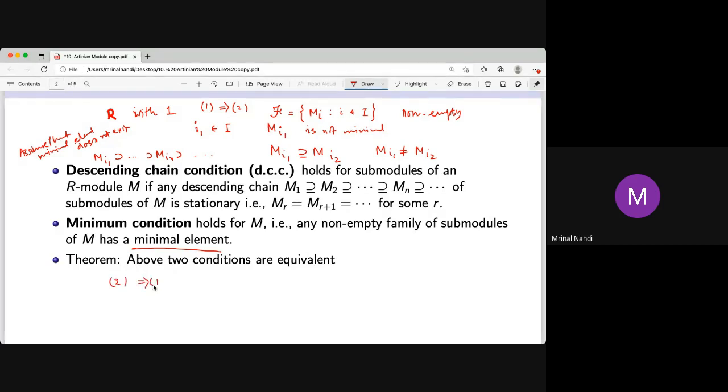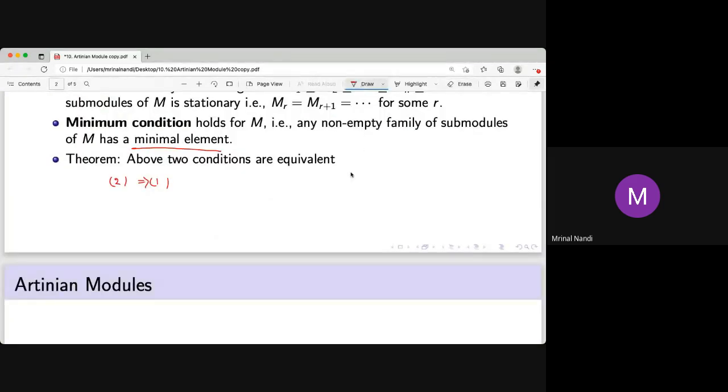2 implies 1. Now we assume that any family of submodules has a minimal element, and we have to prove that the DCC holds. To prove the DCC holds, we first take a chain of submodules, a descending chain. Now consider this as the family, the set of all these Mi. There is no need of taking a constructive family. The 2 implies 1 is rather easy. You take all submodules of this chain as a family. Now this family has a minimal element, since we assume that the minimum condition holds.